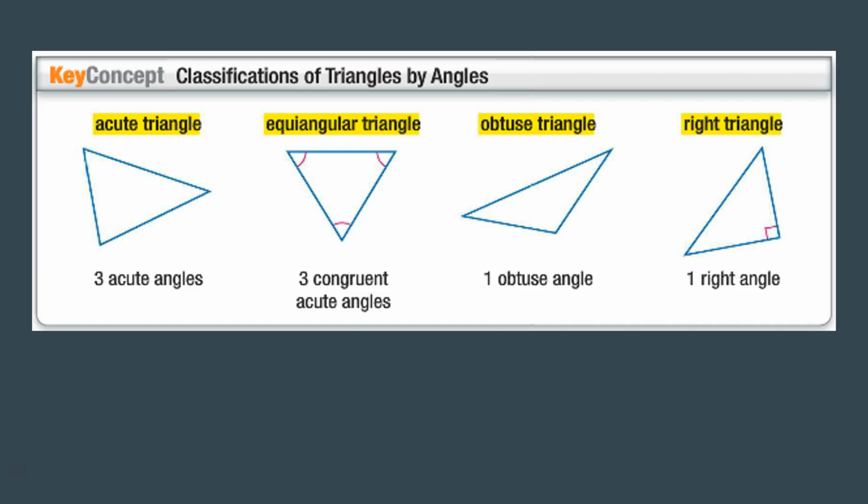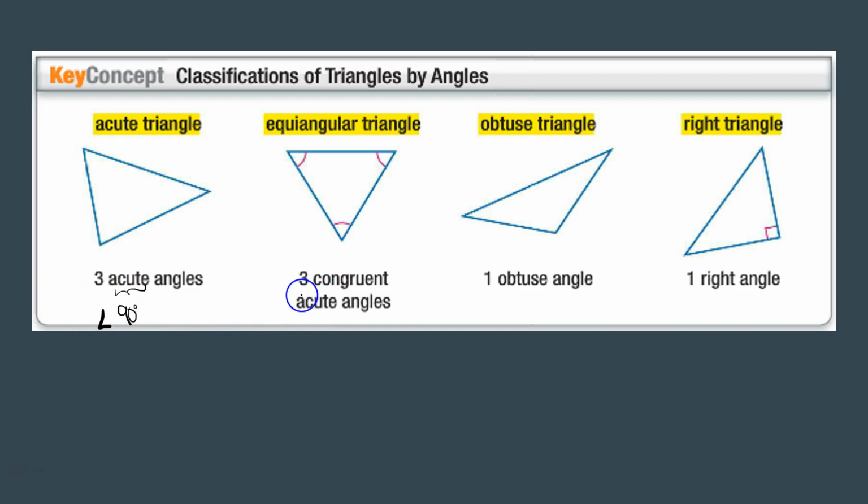So first of all, we have the acute triangle. This is when we have three acute angles. Remember, acute angles are angles less than 90 degrees. So remember, I'm going to use this symbol. It kind of looks like a smashed L to represent less than 90 degrees.